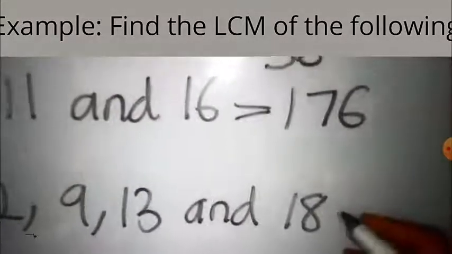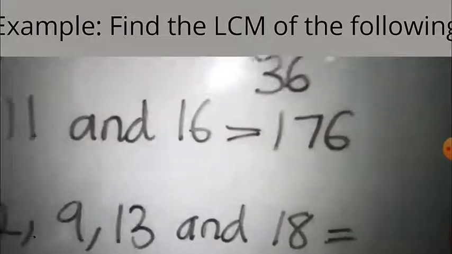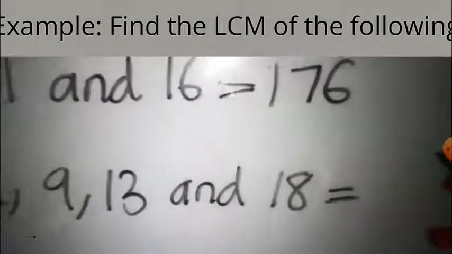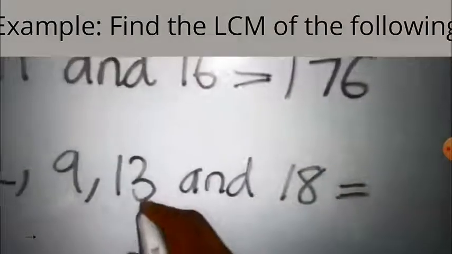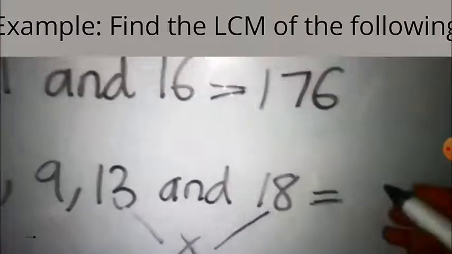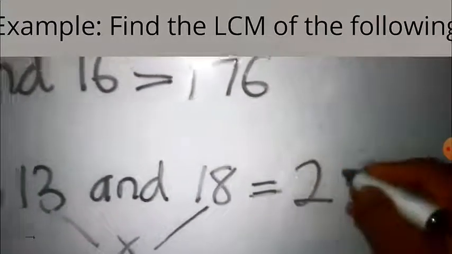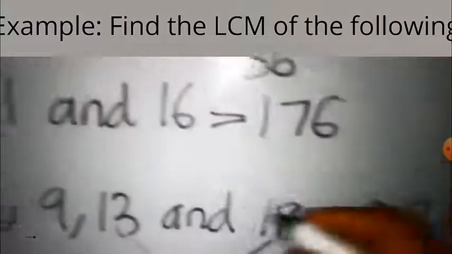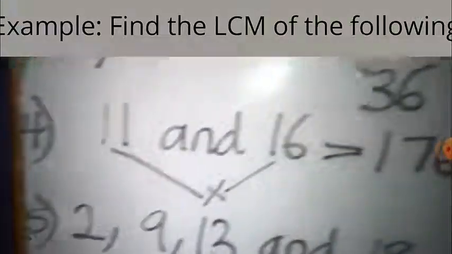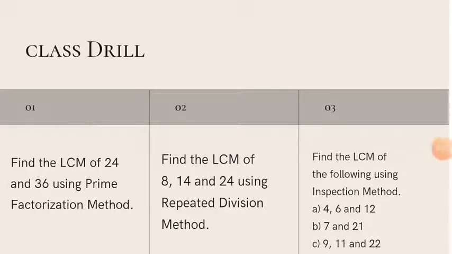Now LCM of 2, 9, 13 and 18. 2 can go into 18 without remainder. 9 can go into 18 without remainder, but 13 cannot go into 18 without remainder. So since 13 is a prime number, we say 13 multiplied by 18, and it will give us 234, which is our LCM.